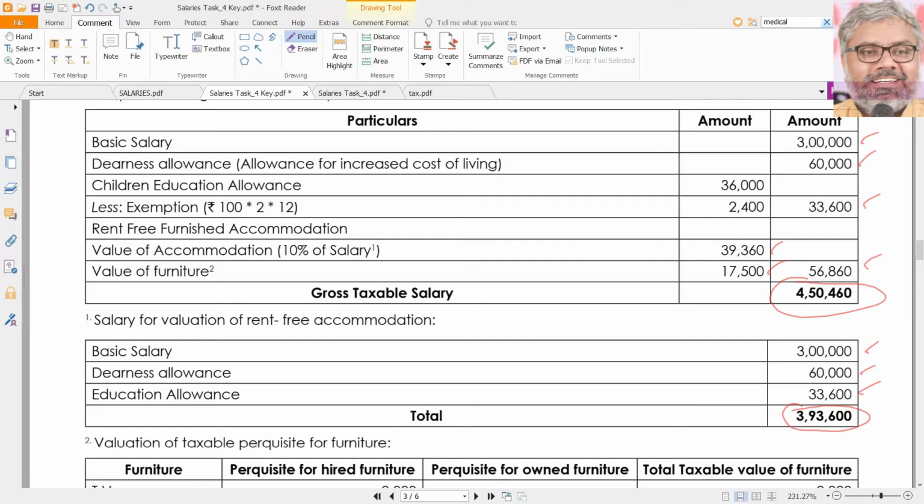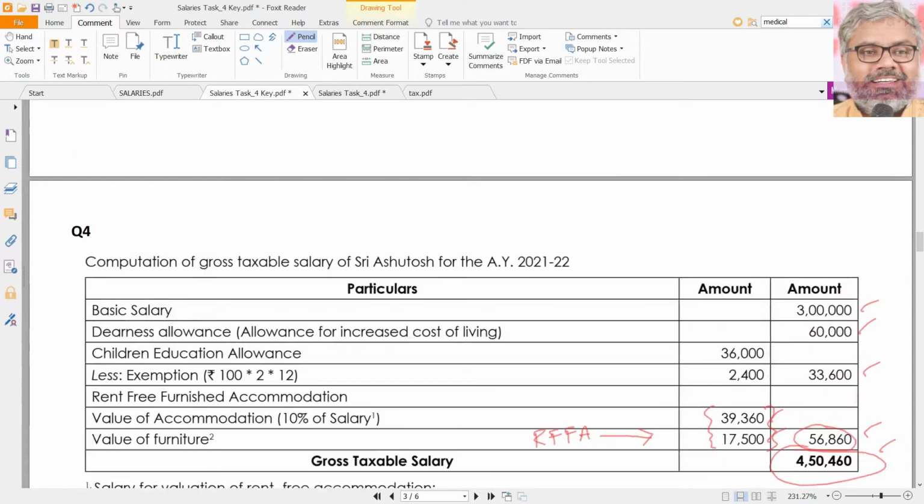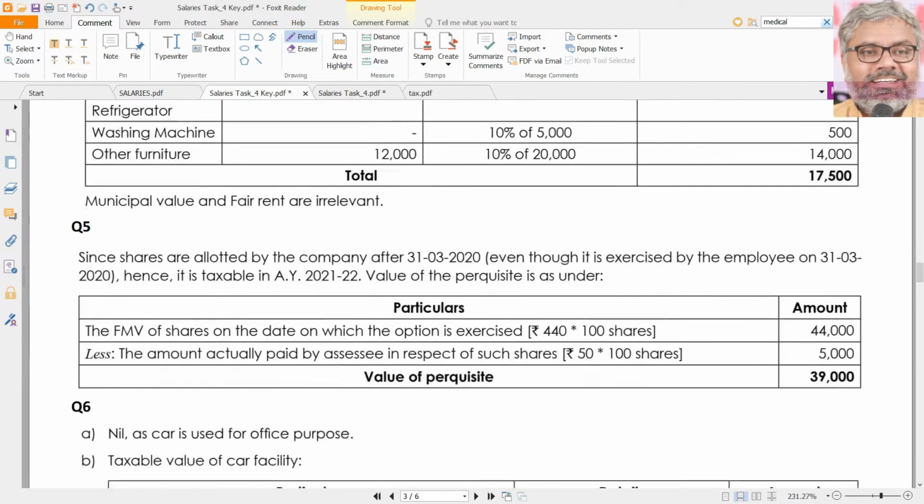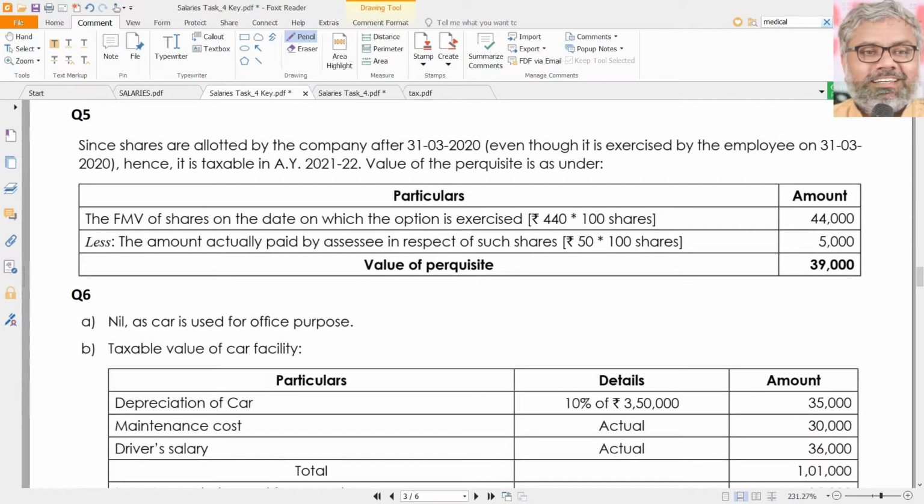39,360 is the perquisite value of rent-free unfurnished accommodation. So clearly you should write that: 39,360 is different, 56,860 is different. Since you are taking it total, 56,860 is the perquisite value of rent-free furnished accommodation. That is what this amount is talking about. After adding that, the gross taxable salary is 4,50,460. That's all. So again, main focus is on valuation of perquisite in the form of rent-free accommodation.